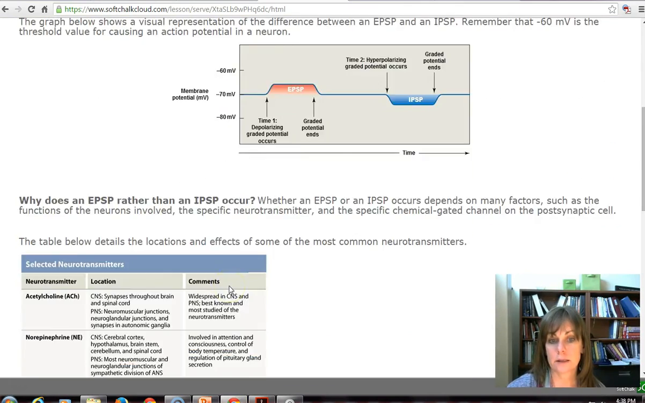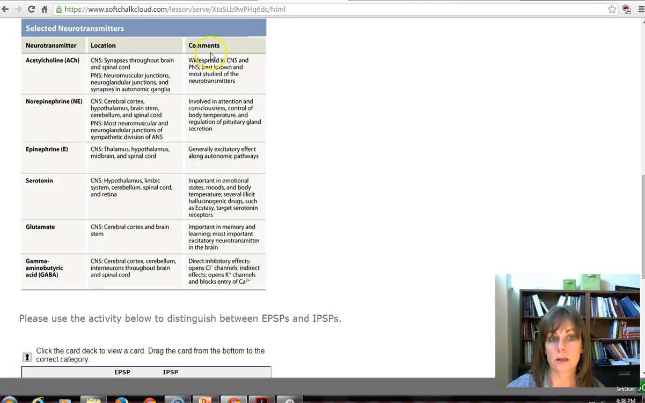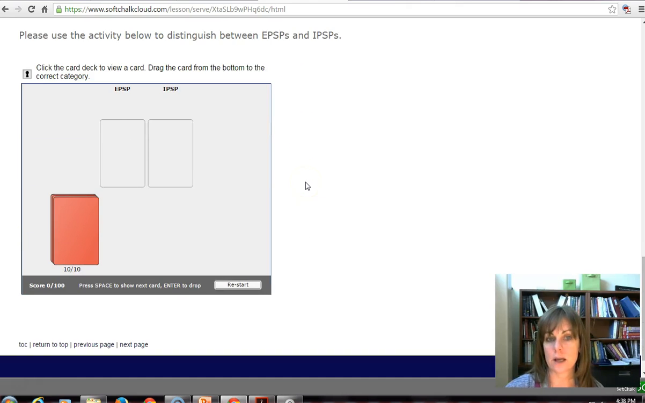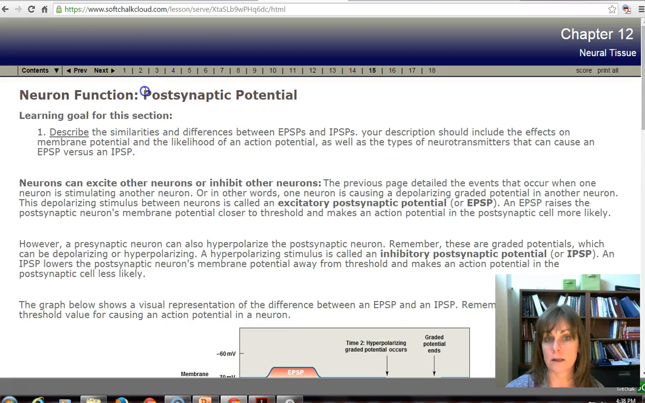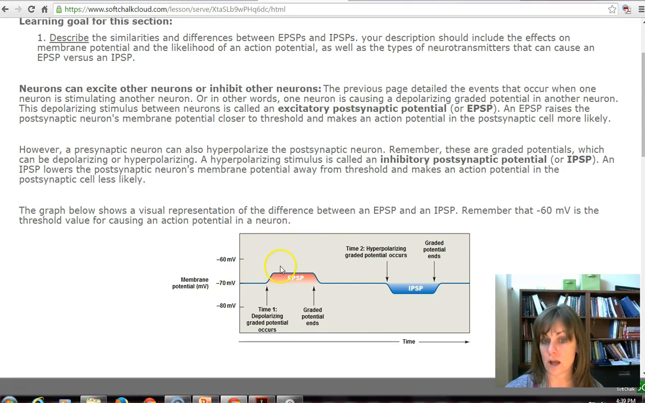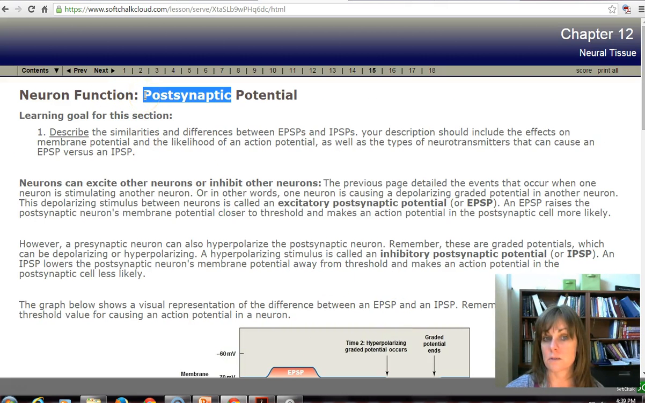If you'd like a list of other neurotransmitters, here is some of them, where they're found, location, as well as whether they're generally excitatory, inhibitory, both, depending on where they're targeting. Okay. And then here's an activity that will help you go through and continue to learn about the difference between EPSPs and IPSPs. Remember, we're talking about what's happening on this postsynaptic neuron, what's happening to the membrane potential. Notice that potential goes up or down compared to resting. And so that's what this word means, postsynaptic potential.